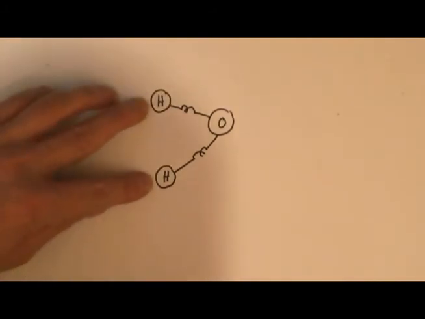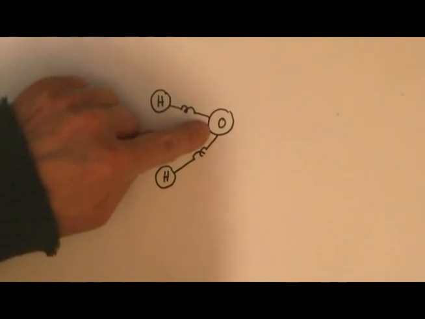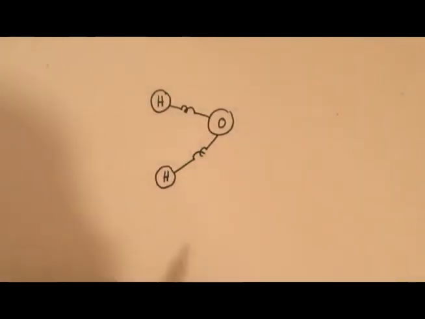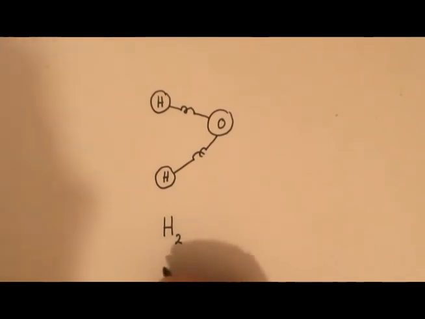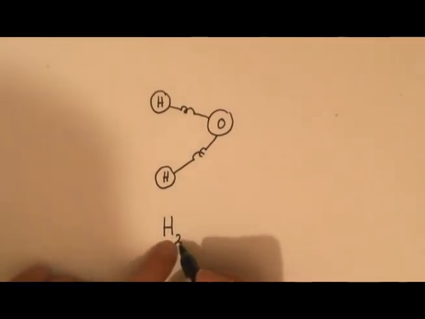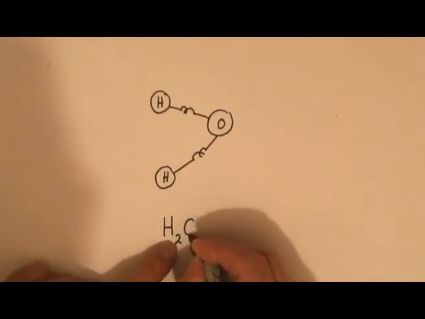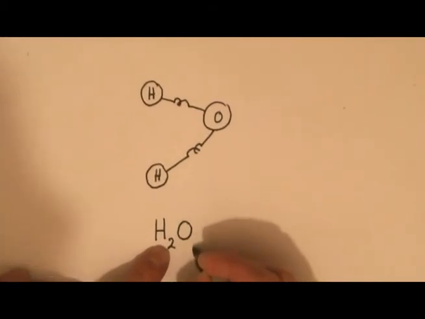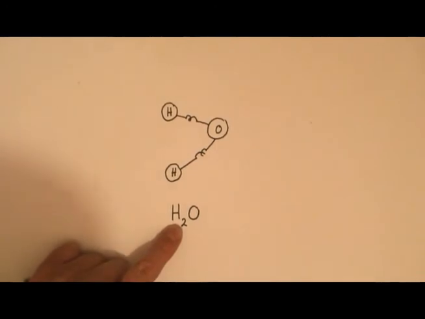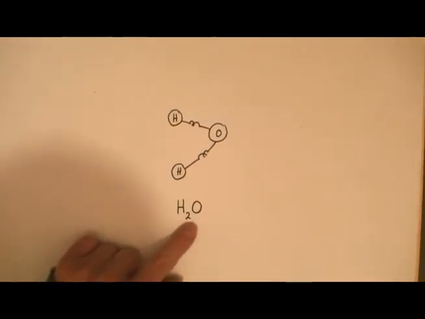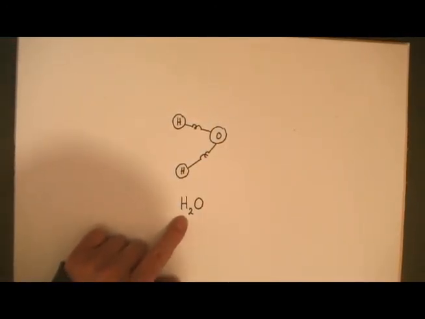So I've got 2 hydrogens with an oxygen. So I can write a formula to summarise that and say it's H with a little 2 at the bottom, which means that there are 2 hydrogen atoms, and an O. Now we could write a 1 there but we actually miss it out to mean there's 1 oxygen atom. So that's now the formula for water or hydrogen oxide, H2O.